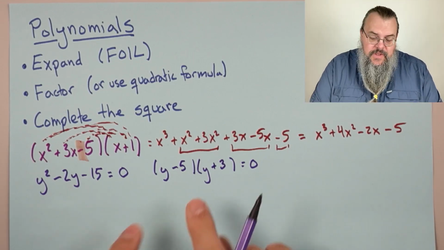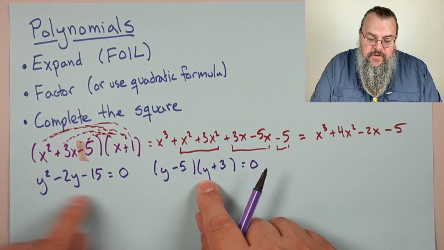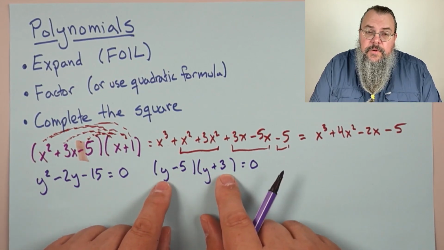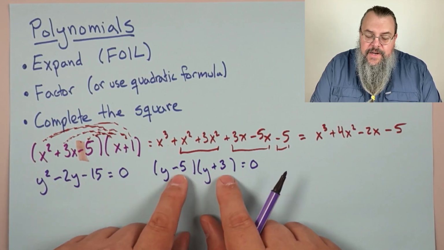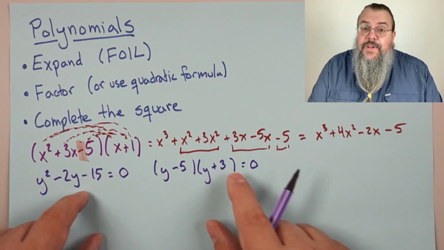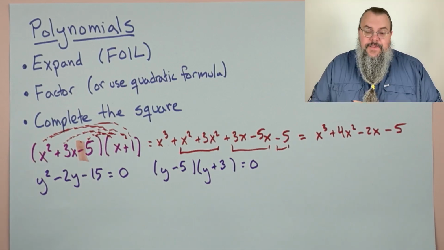How do we check? Well, we multiply it, right? Y times y, good, y squared. We have 3y minus 5y, minus 2y, good. Minus 5 times 3, minus 15. Success.